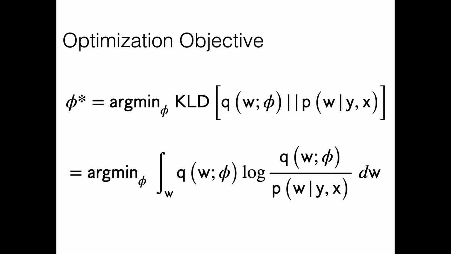And the trick to notice here is this quantity, the marginal likelihood, doesn't depend on W, right? So we can pull it out of the integral. And so you can rewrite this as the integral of Q(W) log of Q(W) over P.